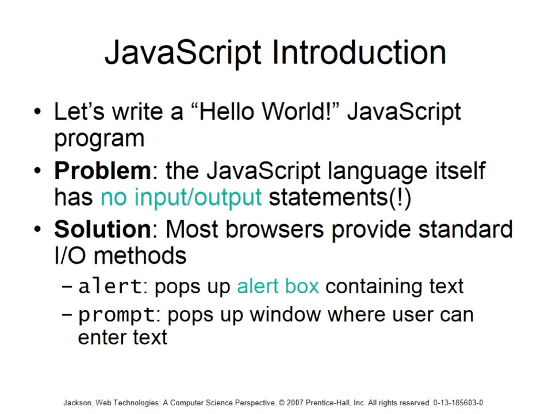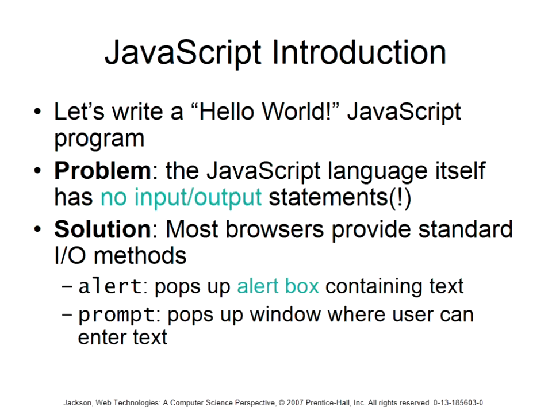So let's write a hello world JavaScript program. The problem with JavaScript is that it has no input-output statements. For example, in Java, we can write System.out.println to output. We can also use the Java class Scanner to read input. In the C language we can use printf and scanf. But JavaScript has no input-output statements.